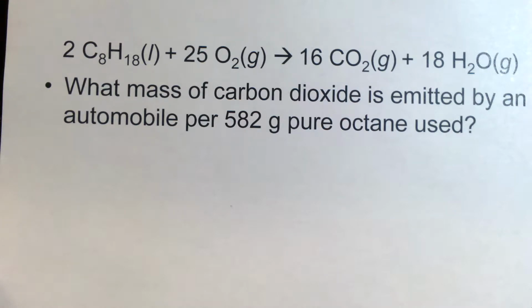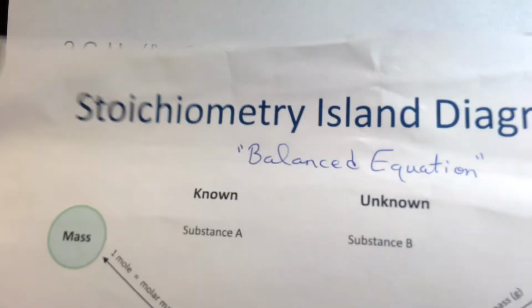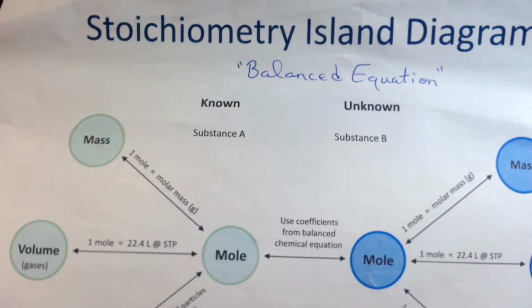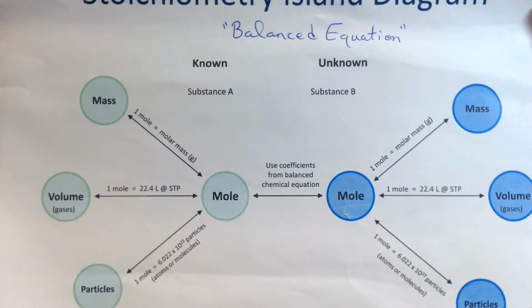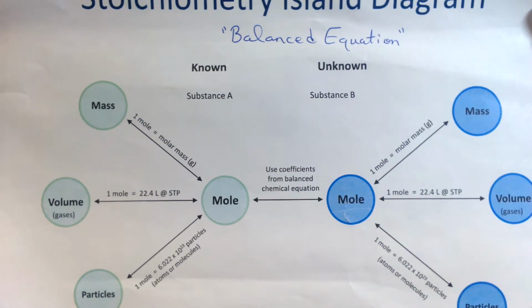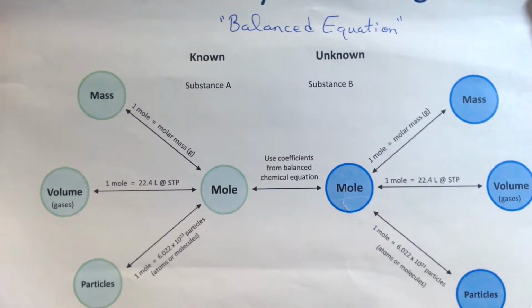So here we have a reaction of octane, often found in gasoline and fuels, combusting to produce carbon dioxide and water, and we want to figure out how much carbon dioxide is emitted. Okay? With stoichiometry, I like to use this stoichiometry island diagram that has a lot of the roadmap, so to say, of how to solve stoichiometry problems in chemistry.